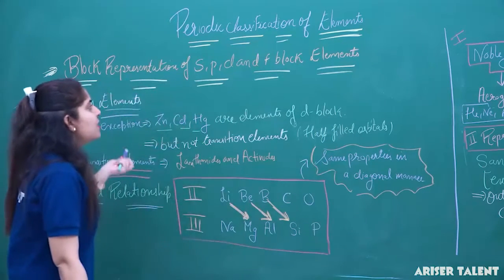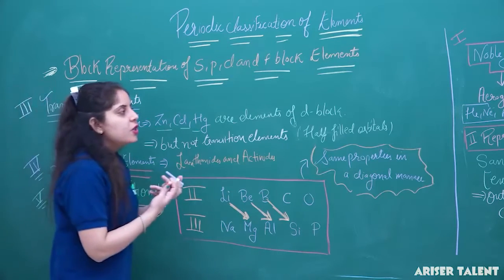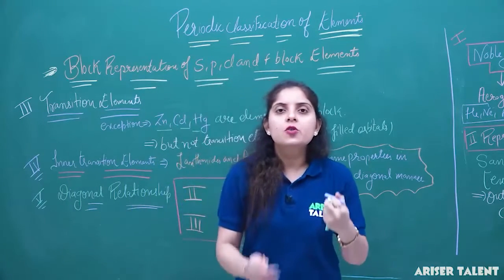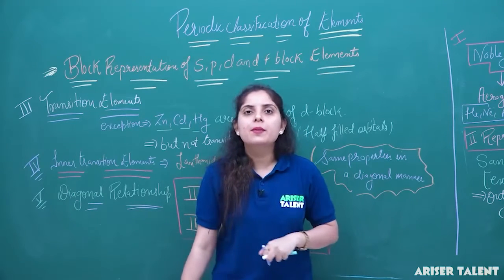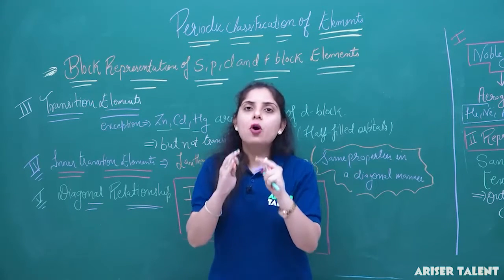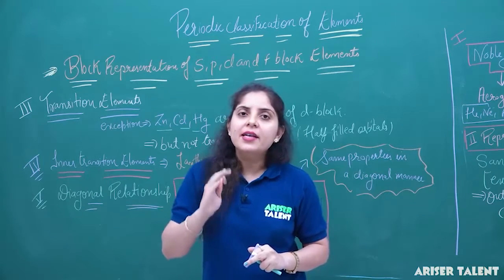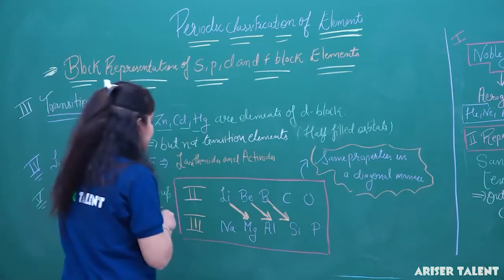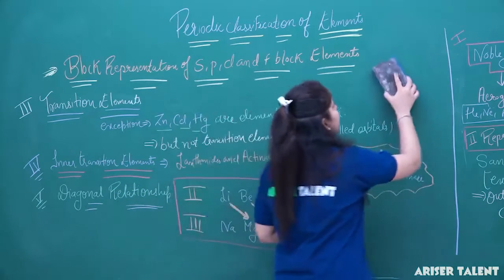Now, the last representation for this block representation is the transuranium elements. Which elements are known as the transuranium elements? The elements with atomic number greater than 92 are counted as transuranium elements. So, the next topic will be transuranium elements.